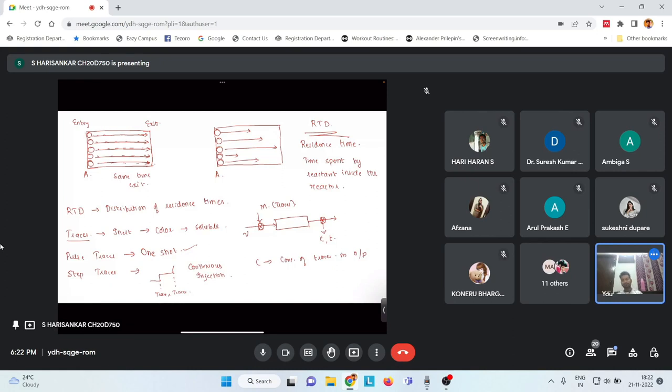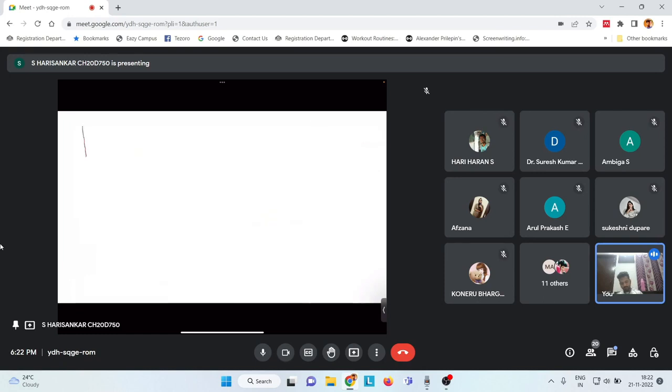What we can do is plot a graph with this tracer system. If we plot a graph between the concentration of tracer in your output C and time t, we'll get a graph. We'll have two graphs: let's take one graph at the input and one graph at the output.